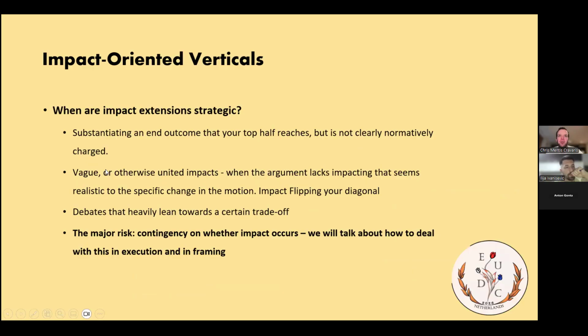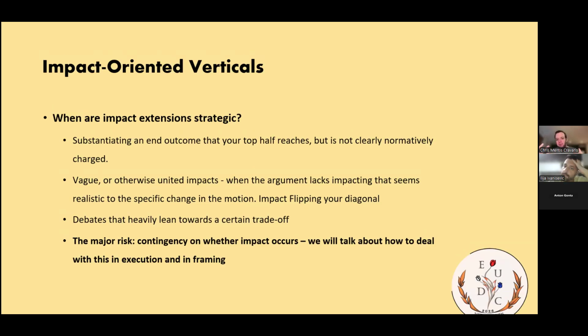When are these extensions strategic? It's often when it's an outcome your top half has reached, but it's not something that's clearly normatively charged. To put this in more plain English, it's cases where the top half's impact is not clearly a reason for or against the motion, right? The question is: is the rise of the far right enough of a reason for me to support or oppose this? The answer is probably yes, right?